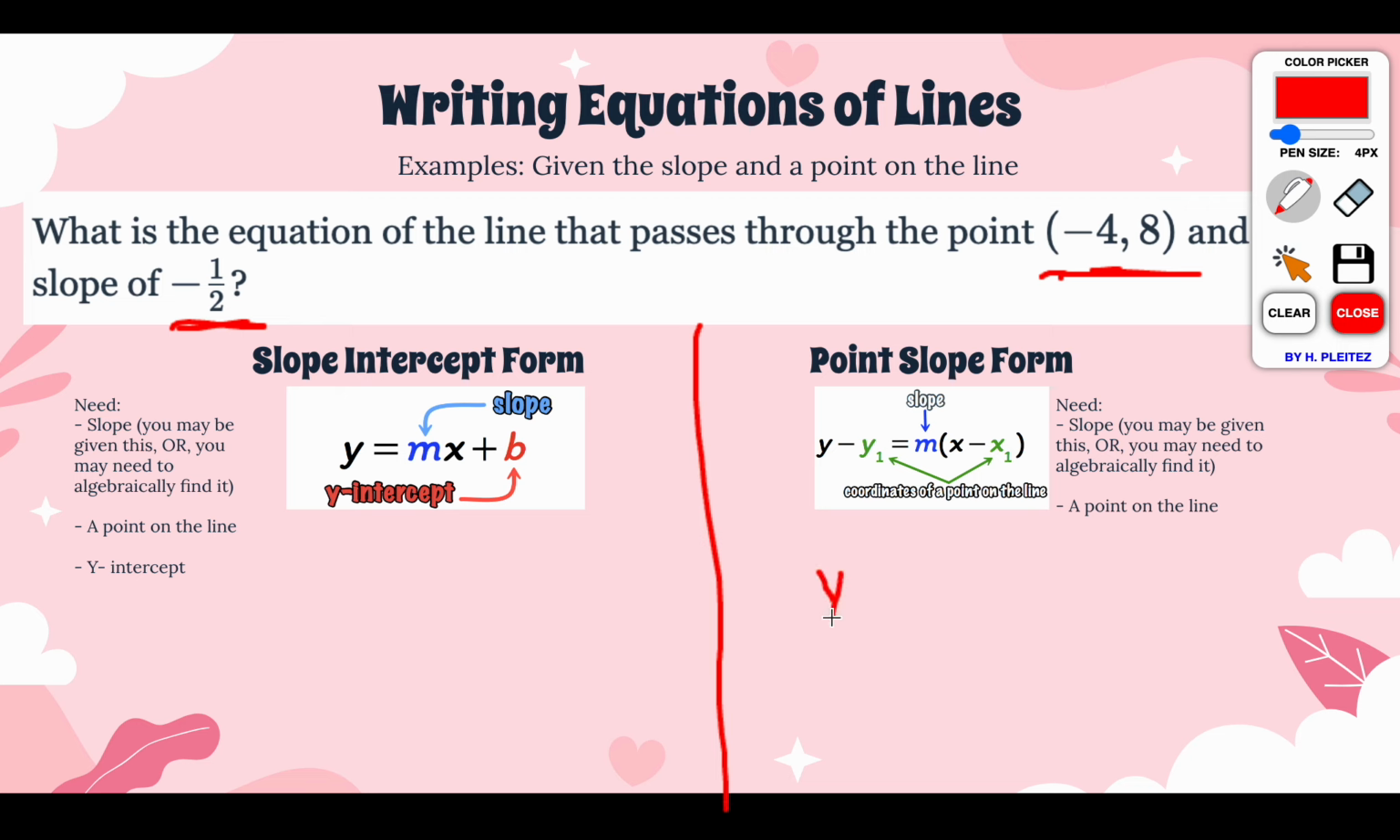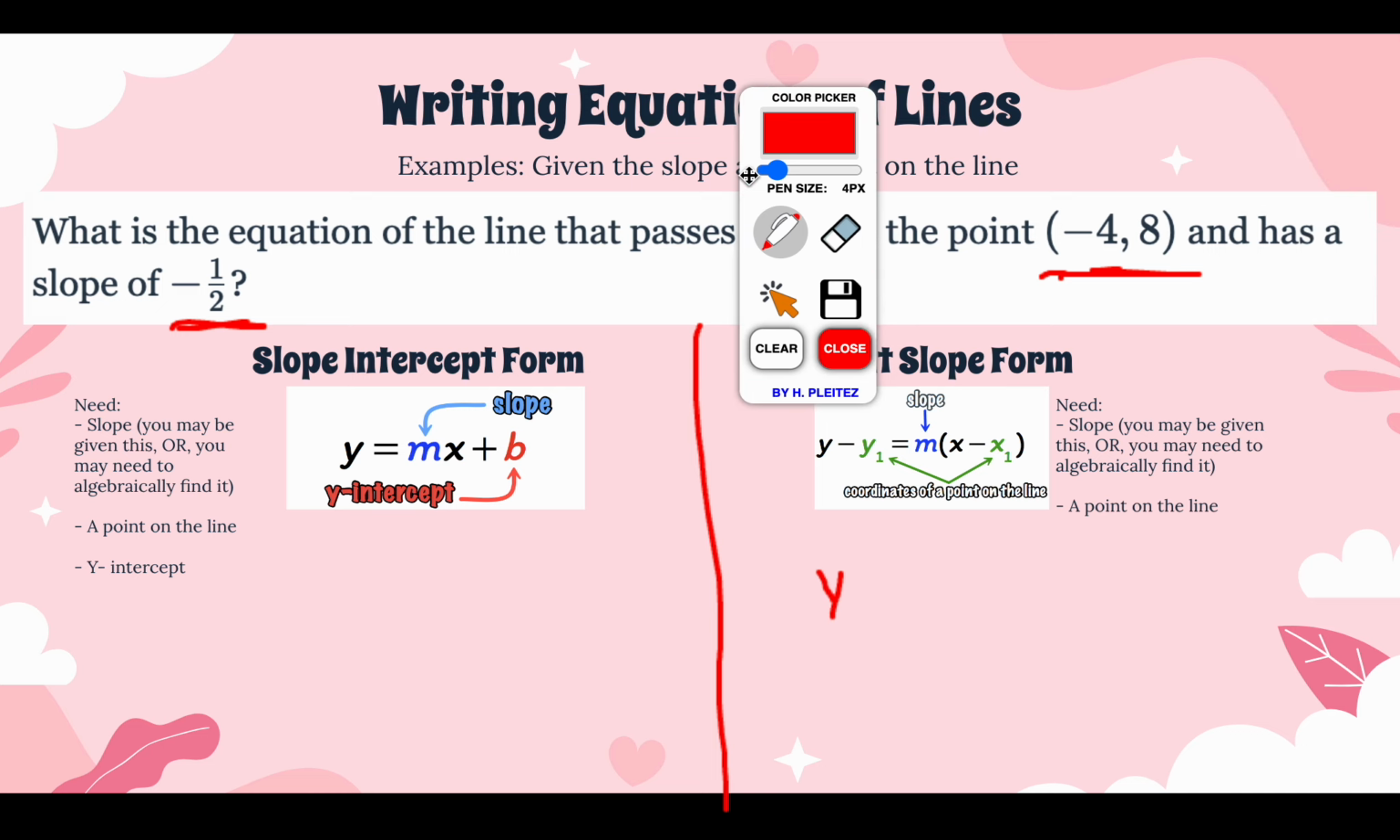When we're writing it out in point slope form, this would be your x1, this would be your y1. Just remember when you're doing that, you have to flip the sign. So it's not going to be y plus 8. It's going to be y minus 8 equals our slope, which is -1/2, times x, and then our x1 is -4. We just have to flip that sign, so x plus 4.